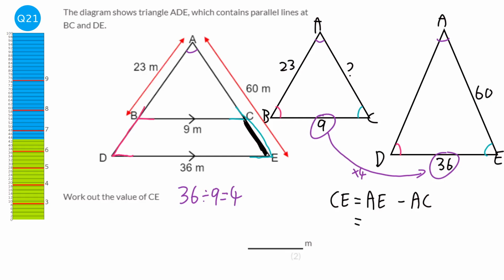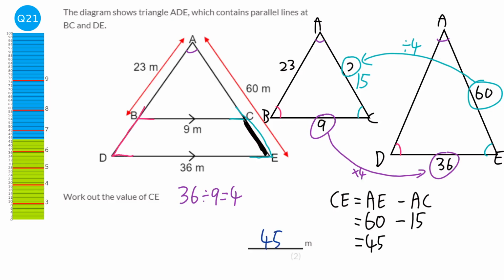But here we have the one, we need to find out what this one is. So one corresponding is this one. We're going from the big to the small. And so to work out from the big to the small, we've got to divide it by the scale factor. So divide it by 4. So 60 divided by 4 is 15. So we know what this one is. So AC is 15. And so we're going to do AE, which is 60, take away the 15, and that will tell us what CE is, which is 45. So our answer is 45.